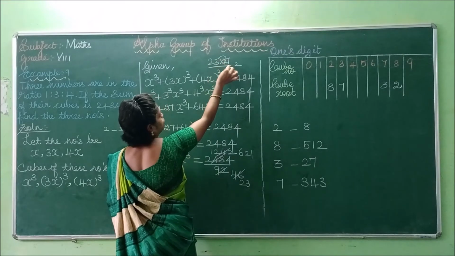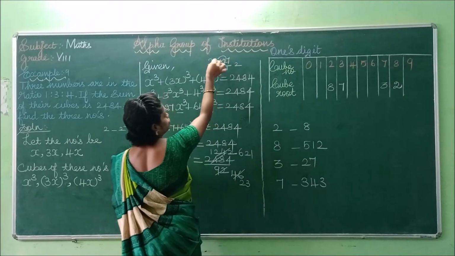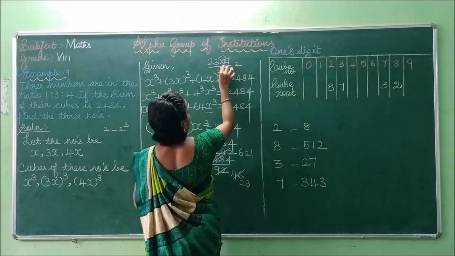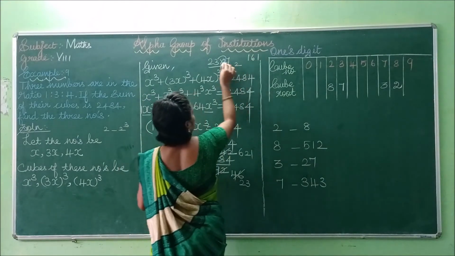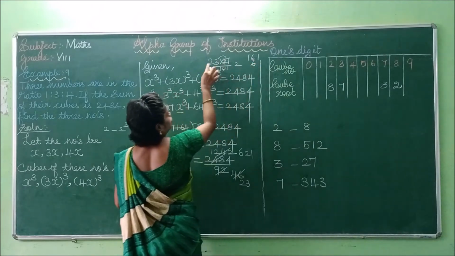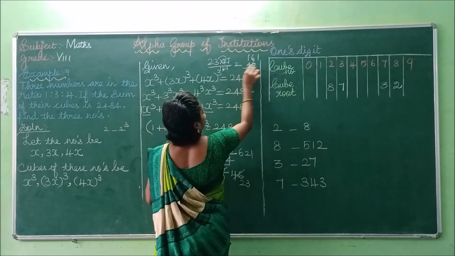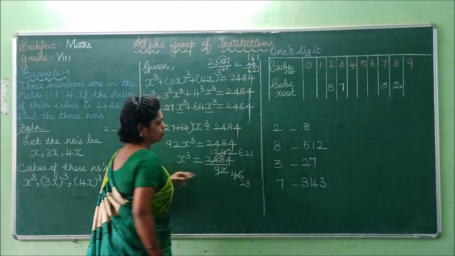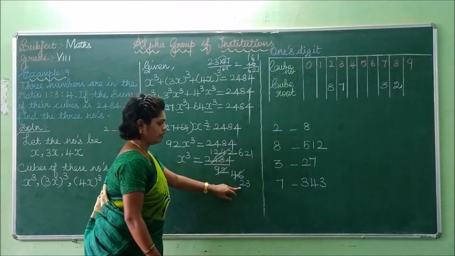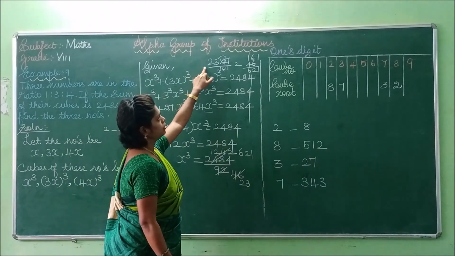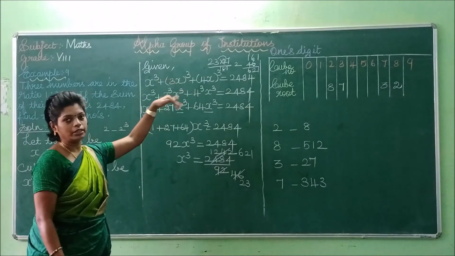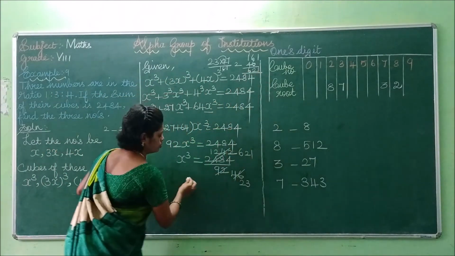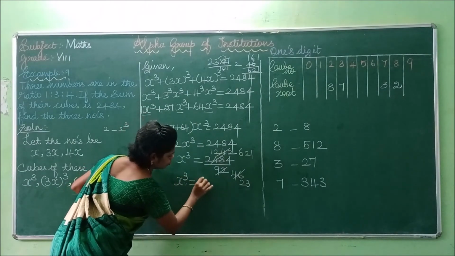27 means 7: 7 into 3 is 21, balance 2, 7 2s are 14, 14 plus 2, that is 161. So I am writing here 161. 6, 2 into 2, 4, 1, 12, balance 1, 6, 621. So 621 divided by 23 means you have to multiply 23 into 27. If you multiply 23 into 27 it turns into 621. So x cube is equal to 27.